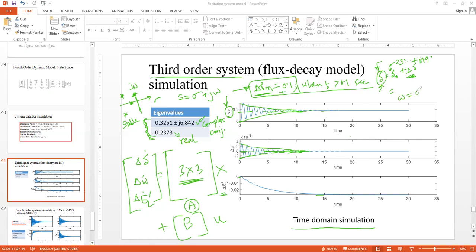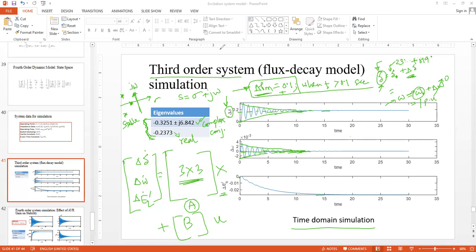Omega would be omega 0 plus del omega, because del omega is 0. So omega would remain at the base speed, which is 1 per unit. Of course, del Eq prime is reduced a little bit. But the time domain response says that it is stable.